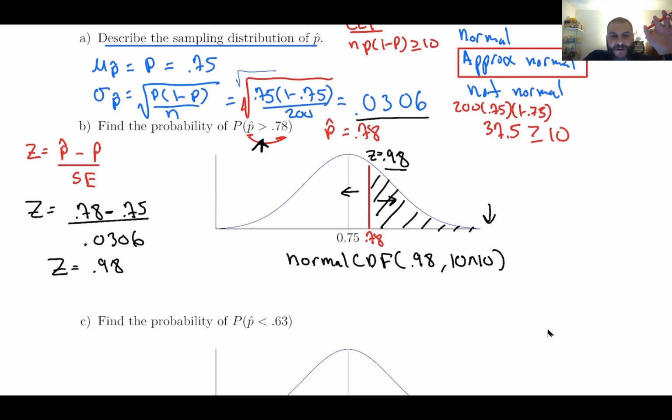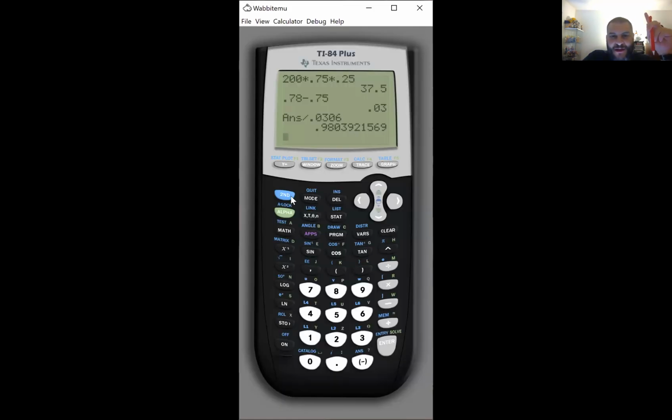All right, let's go over to the TI-84 again and calculate it. So we'll do second, vars, normal CDF. I'll do 0.98, then 10 to the 10 power, which I already have here. Mu is 0, standard deviation 1, because remember we have the Z value.